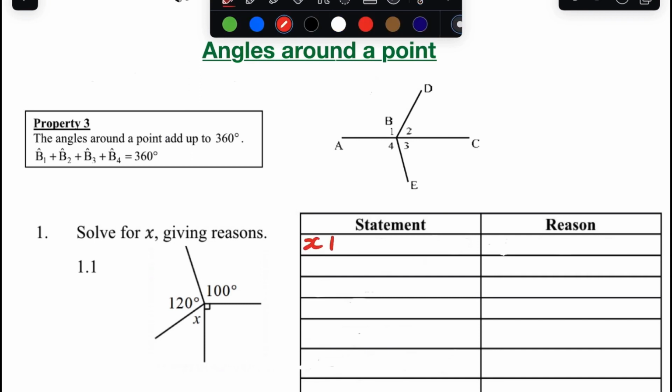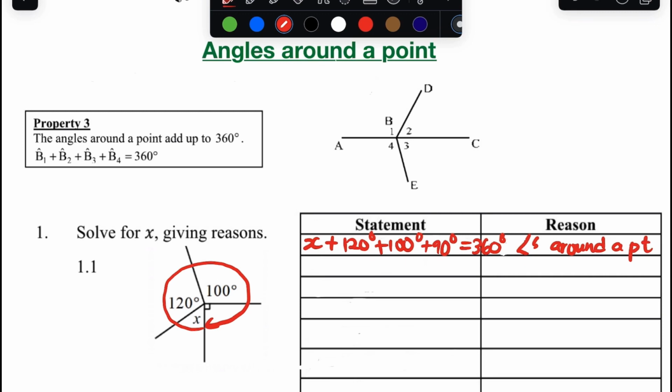So in order to get x, we're going to say x plus 120 plus 100 degrees is equivalent to 360. No, I missed one angle. Plus 90. They're equivalent to 360. I said this plus this plus this plus this is equal to 360. The reason we'll say is angles around a point.